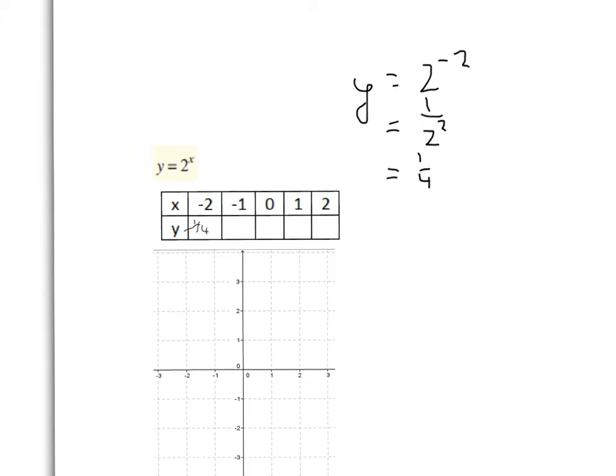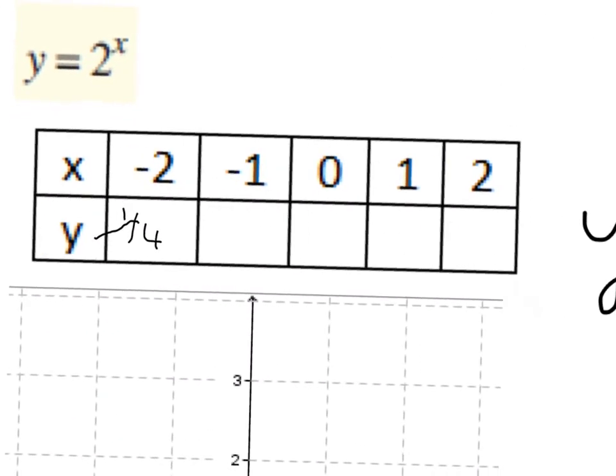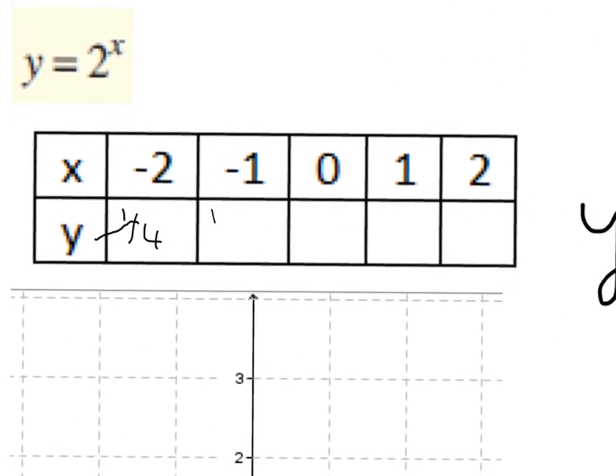Now, we'll do the next one. Y for x is minus 1 is going to be equal to 2 to the power of minus 1. That's a pretty simple one. It's just 1 over 2. So I'll focus in again and I'll fill out the table. 1 over 2.